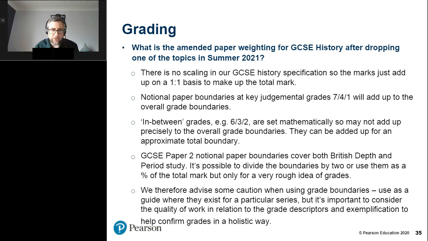Those grade boundaries add up. So if you take the grade 7 boundary for paper 1, paper 2, paper 3 for your route, it will add up to the overall grade 7 boundary. The same will apply to the grade 4 and the grade 1.